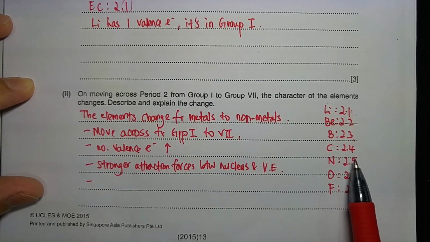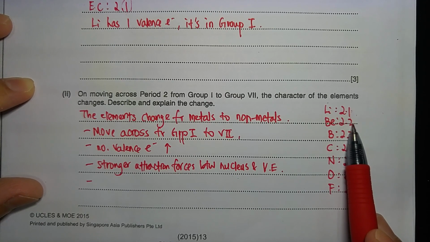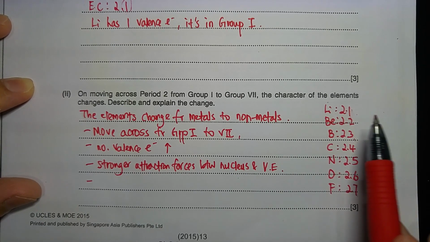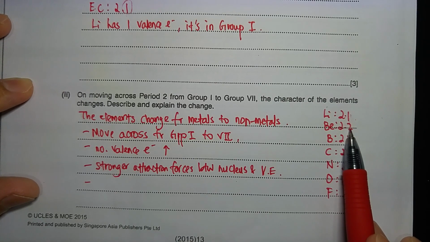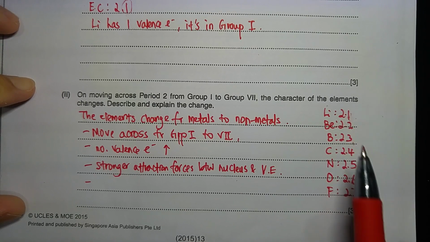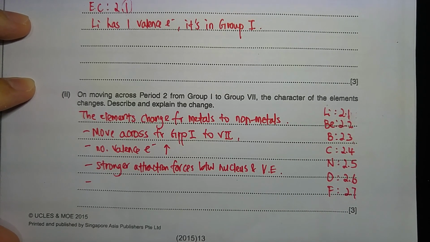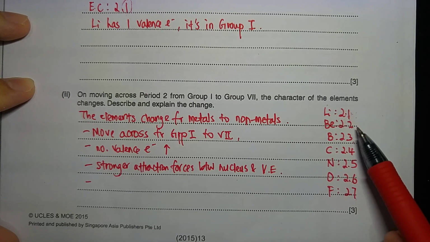When the attraction is stronger, is it easier or harder to lose the electron to become a positive ion? Is it easier to lose one compared to losing two? It's actually easier to lose one valence electron compared to losing two. So as you go from left to right, it becomes harder. This one is easy, this one harder.